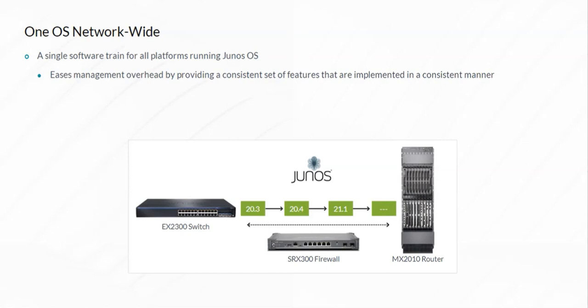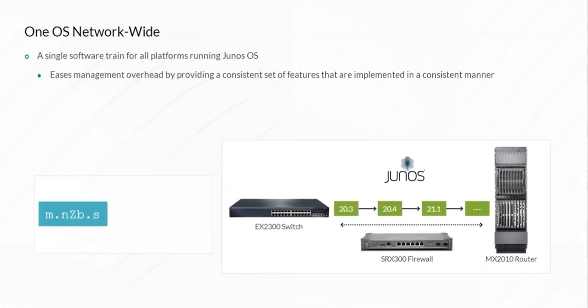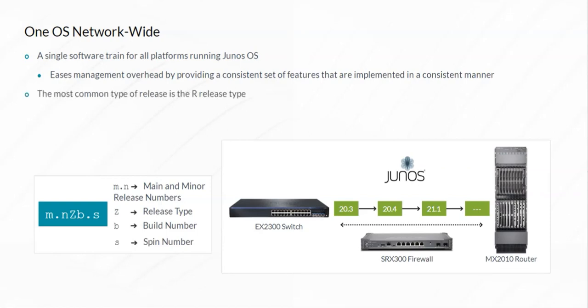Juniper Networks releases a new version of Junos OS typically each quarter of the year. Junos OS releases are numbered using the form M.NZB.S, where M.N are the main and minor release numbers that give the Junos OS version, for example, 21.1, which indicates the first quarter of the year 2021. The Z denotes the release type, B is the build number of the product, and S is the spin number of the product. The most common type of release is the R release type.